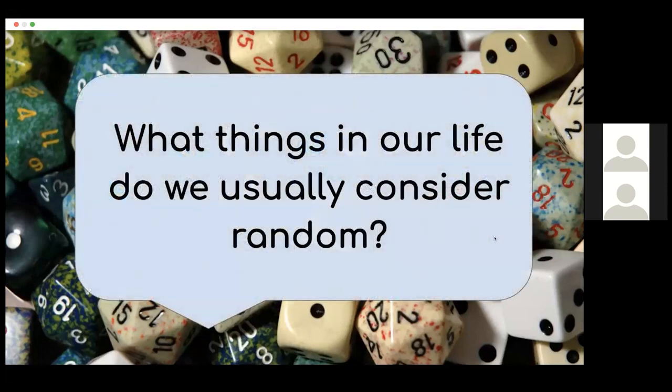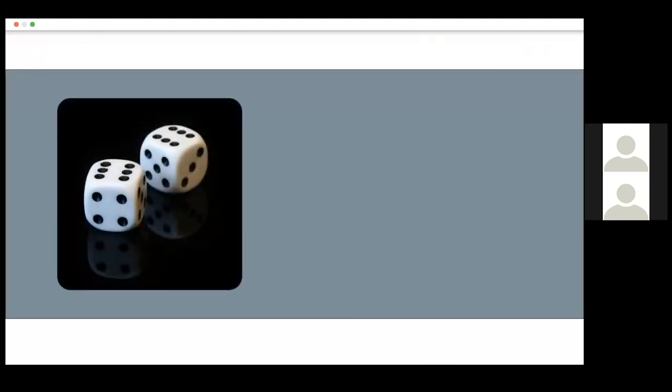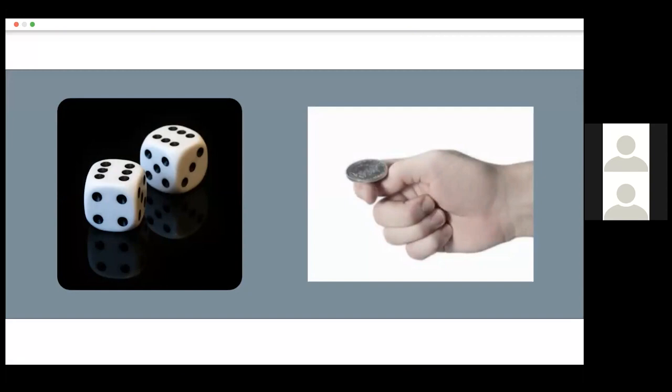All right, I want to ask this question. What things in our life do we usually consider random? If you can give me an example if you want. Nice, that's a good one. Okay, so a dice roll, like you said, and then flipping a coin. Those are things that we usually consider random. But are they truly random?